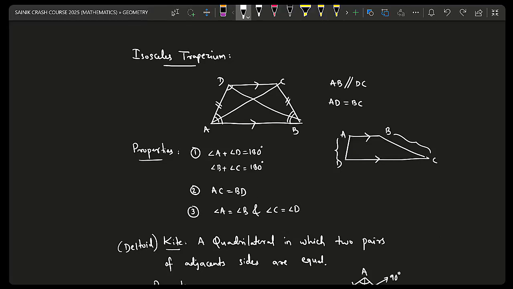Sir, why did you put the two lines with A and B? That is a parallel symbol, no? AB is parallel to DC. Sir, here on the diagonal. On the diagonal, that is angles. Two angles are equal. Angle A and angle B are equal. So say that those two angles are equal. Okay, sir.